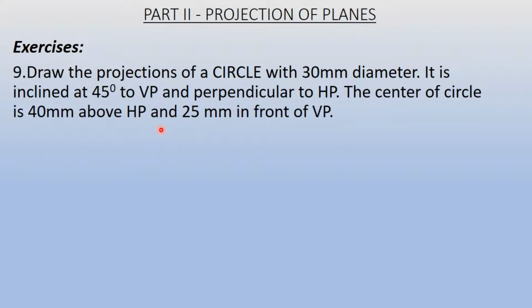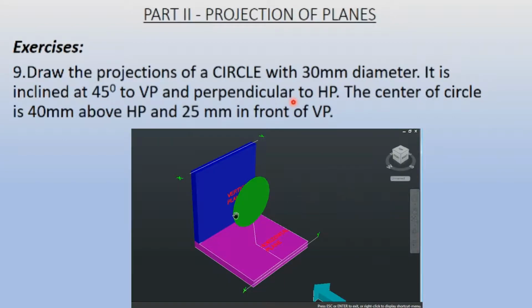So you see here that it is a circle 30 mm diameter, but it is inclined at 45 degree to VP and it is perpendicular to HP. So we will now see the explanation part of this. Here in this question it is mentioned that the circular plane is perpendicular to the horizontal plane, which is similar to the question which we have seen, that is question number 7.